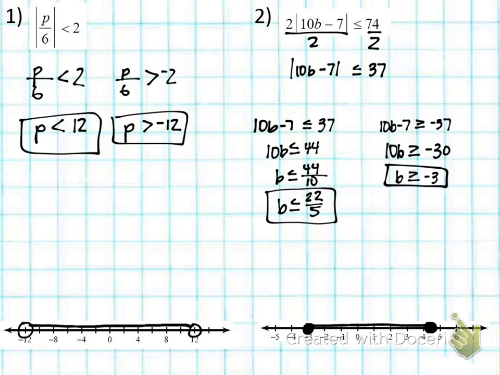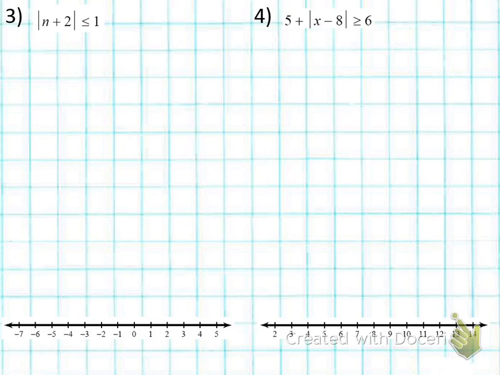Anyways, today's Thursday. Let's have twos start today. Twos are talking to the ones about number 1, and then 1 tells 2 about number 2. Ready, set, number 3. Okay, so we got the absolute value of n plus 2 is less than or equal to 1.